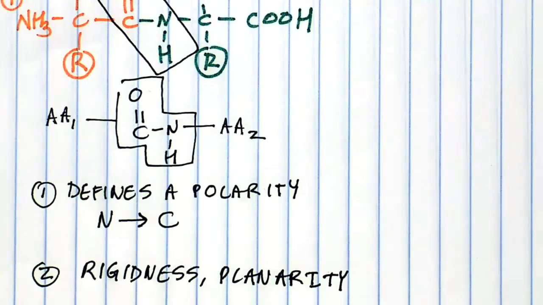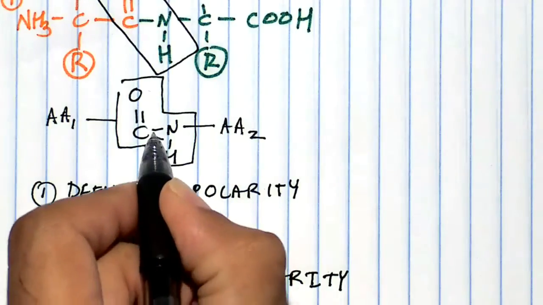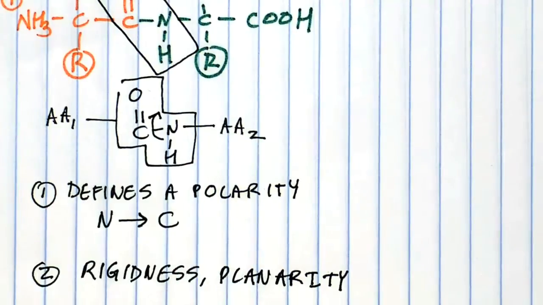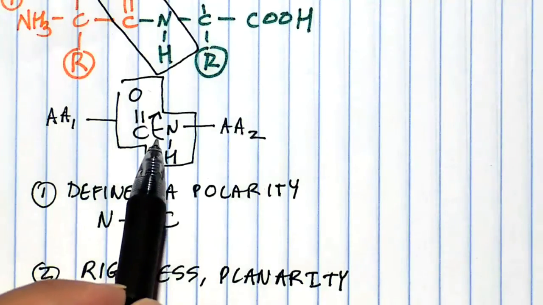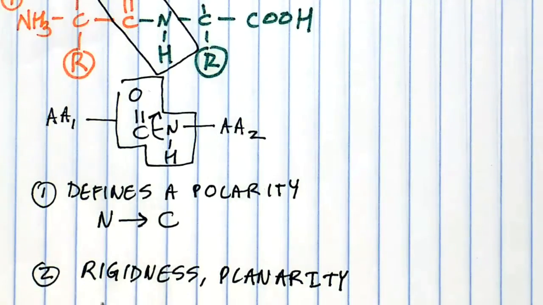Now, rigidness refers to the fact that there's very little rotation about this bond. So bonds can rotate. You probably may have heard of cis-trans isomerization or rotation across a bond. Double bonds don't rotate much, single bonds do. This rotation is impeded, so that makes the peptide bond, which joins two amino acids together, kind of rigid.